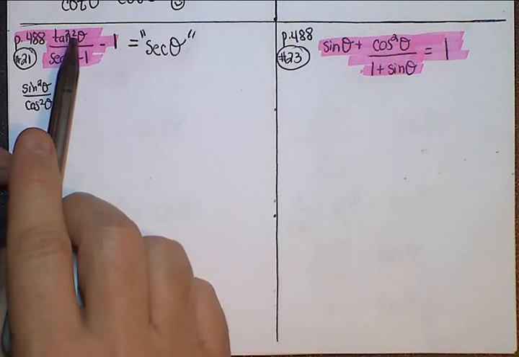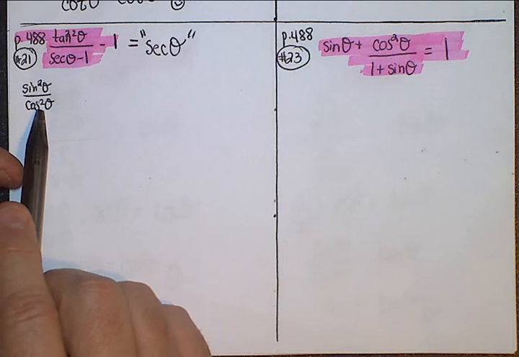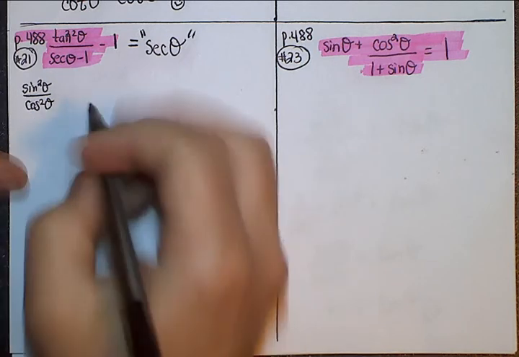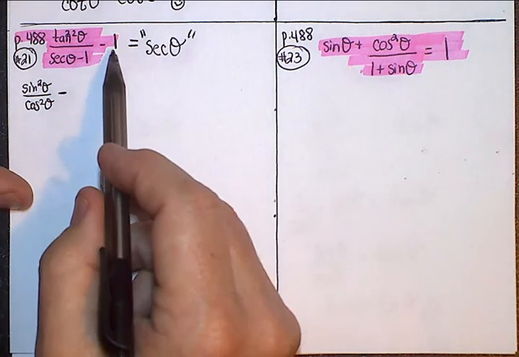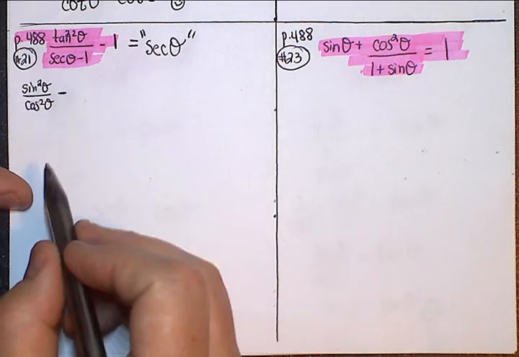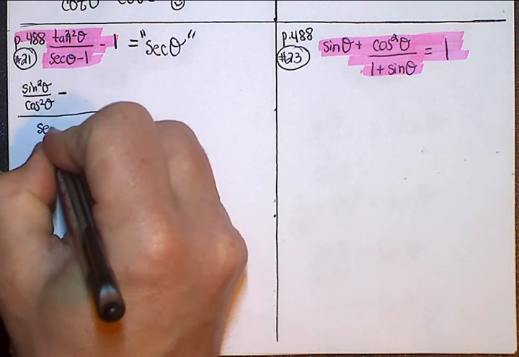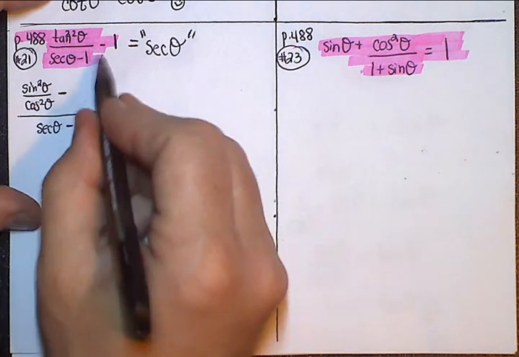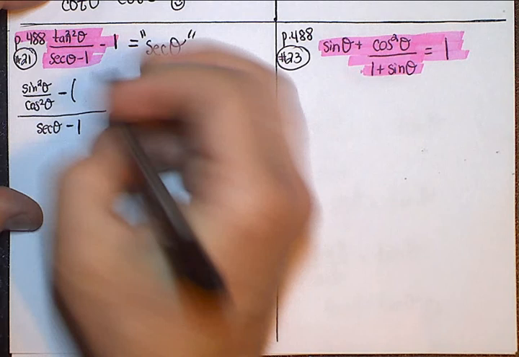So we're going to start with tan squared. Tan squared is going to be sine squared over cosine squared. And then we're going to subtract 1. Now, when I make this 1, I'm going to come up with common denominators, because this denominator right now is secant theta over 1. So all of it I'm going to leave over secant theta over 1, or minus 1, to start. And to get this 1 to become secant minus 1, I'm going to multiply the top by that.